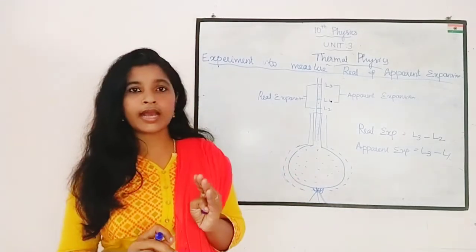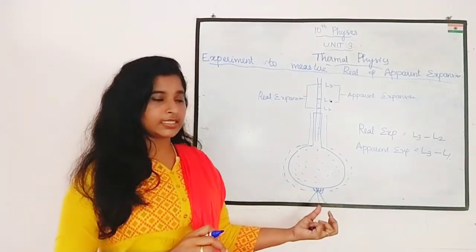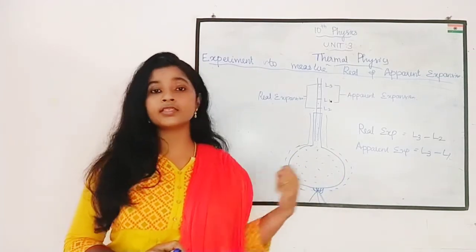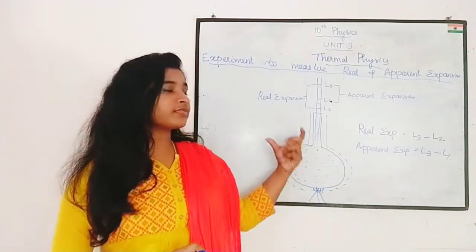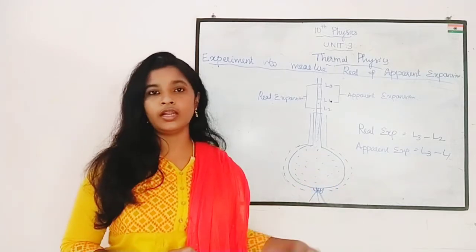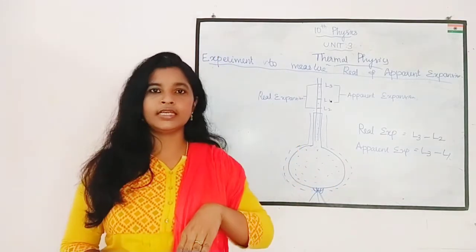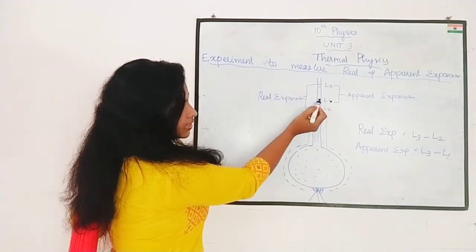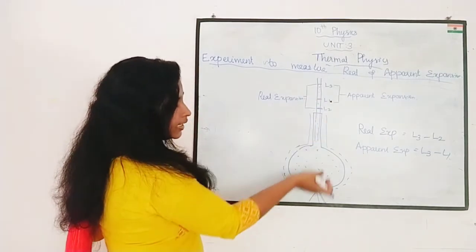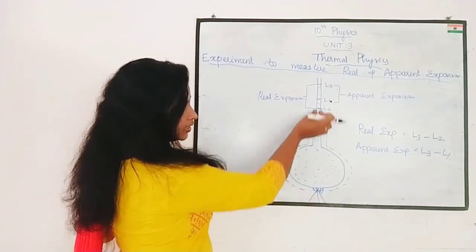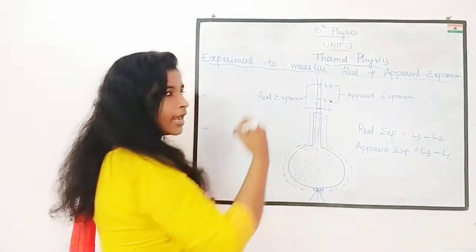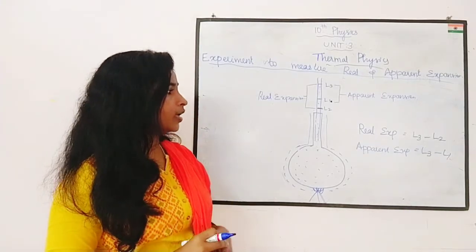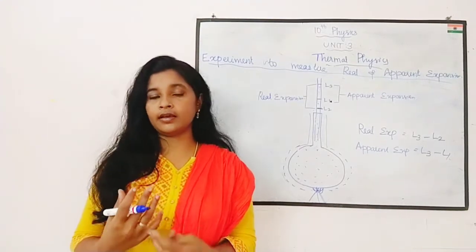Actually first, when we apply thermal energy, part of the energy is used to expand the solid. Because of this expansion in the solid, the water level decreases. That level is L2. Initially it is at L1. As soon as I apply heat, the container gets bigger, so the level is reduced. This is L2.